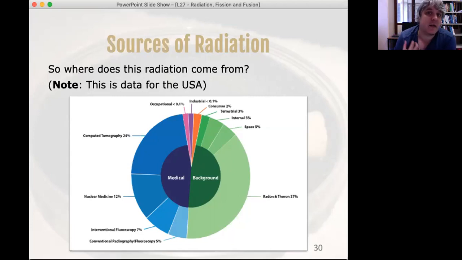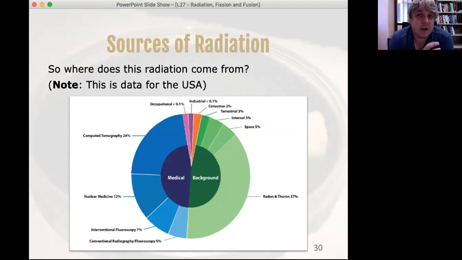Internal, that means inside ourselves. So we'll talk a bit more about that in a moment. From space, that's cosmic rays. I already mentioned cosmic rays when I talked about transmutation of nitrogen-14 into carbon-14. Some of the particles and energy that comes in from space can make it to the ground, and that can affect us as well. And a lot of it comes from radon and thoron, depending on where you are in the world, as I'll mention on the next slide.